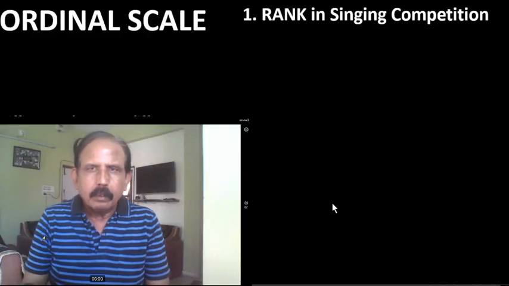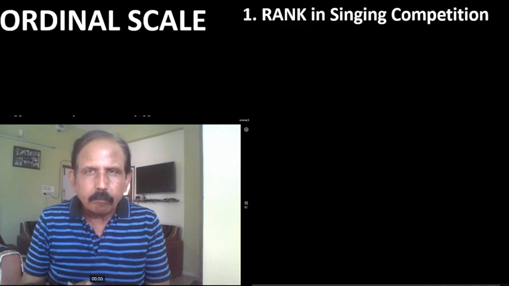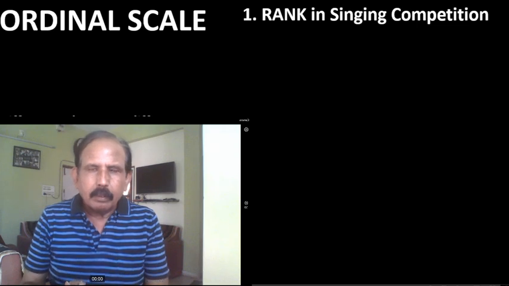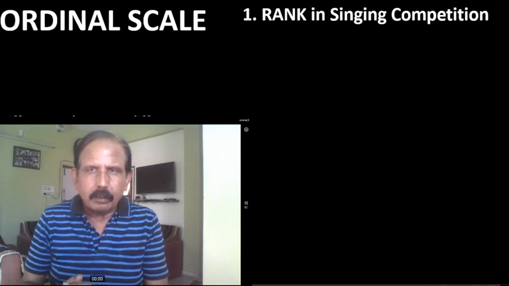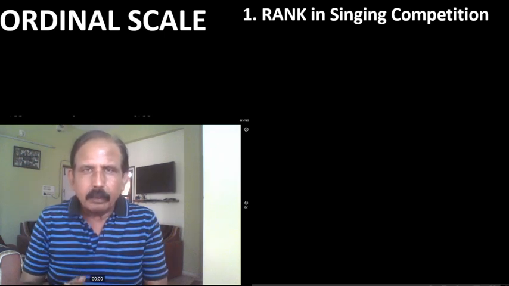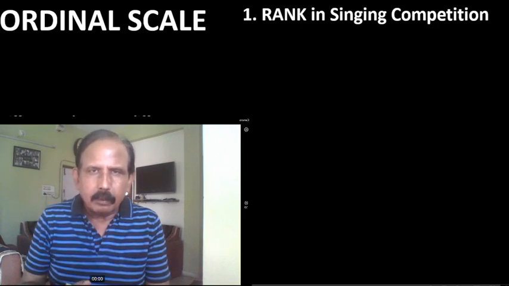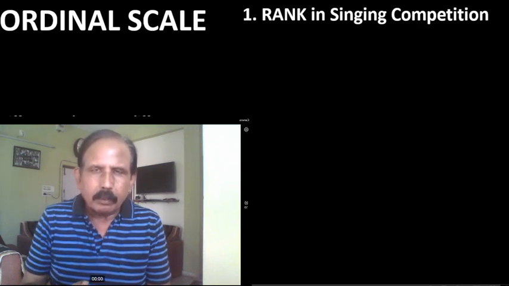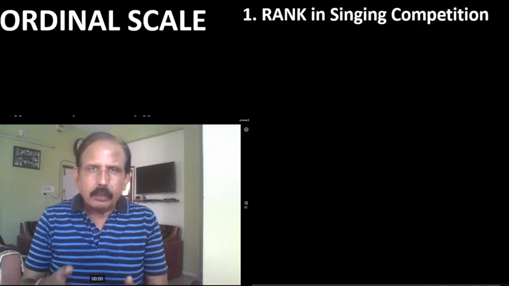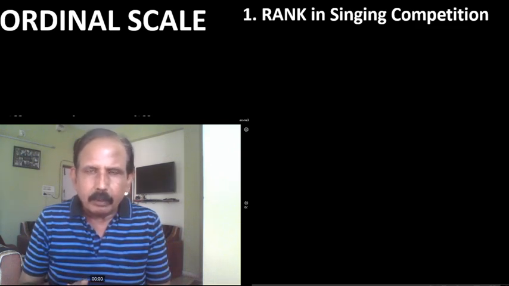Let us see examples of the same. One example is given on the screen, that shows the rank in a singing competition. Friends, we know that ranks are assigned to the singers in a singing competition on the basis of their quality of singing, the intensity of their characteristics of singing, better singing. The ranks can be provided in numbers like 1, 2, 3, 4, or maybe in letters like A, B, C, D. In both cases, these ranks do not have any mathematical value.